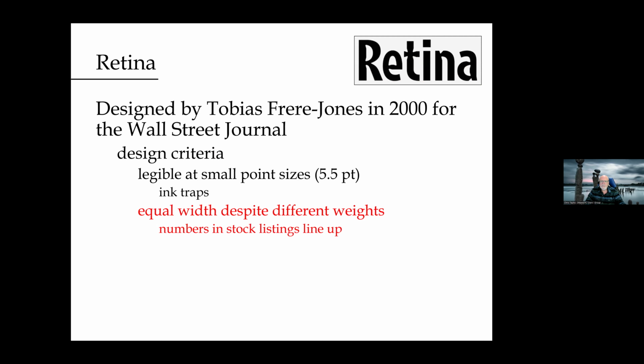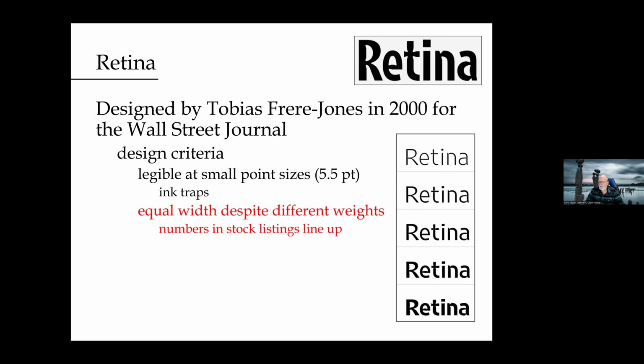Retina was designed for the Wall Street Journal, specifically for their stock pages, in the year 2000. The design criteria: they wanted very small sizes, 5.5 type, so they could fit a lot of stocks on a single page. So they wanted to use ink traps, and they wanted equal width even if you had different weights. Normally, if you bold something, it'll get wider, and if you have heavy, it'll get wider still. They wanted the stock numbers to line up even if they were bolded or not bolded. They wanted all those numbers to line up.